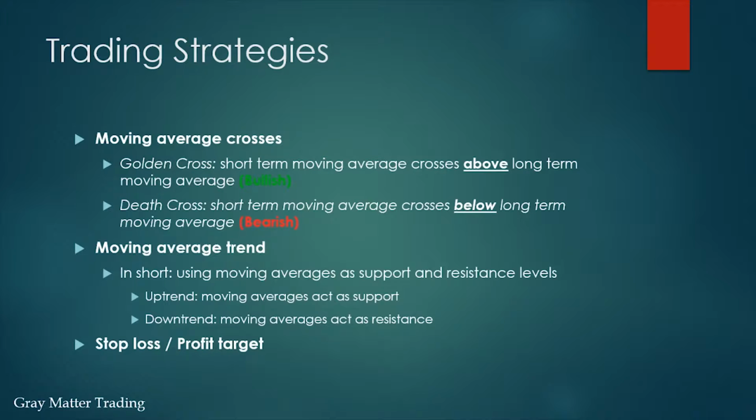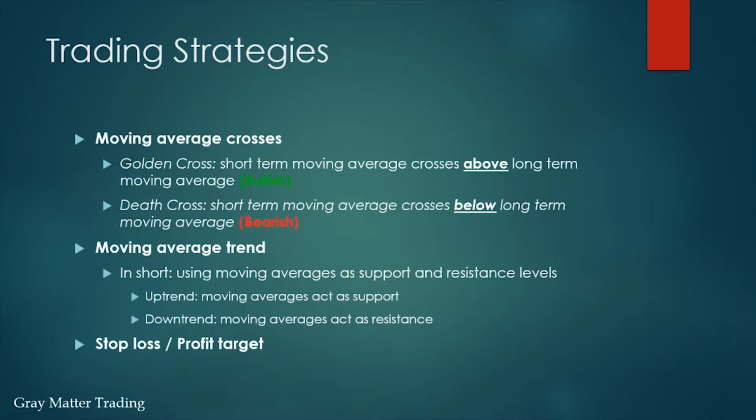The next way that you can apply this is to use the SMA to identify trends. Basically, when the price level crosses below the moving average, you treat the moving average as a resistance level. And when the price level crosses above the moving average, you treat the moving average as a support.